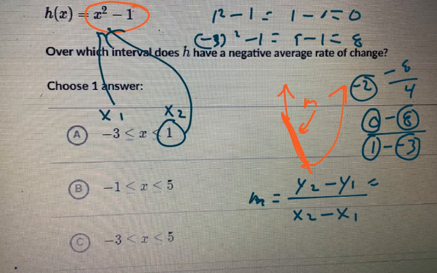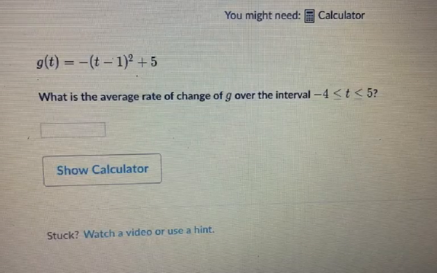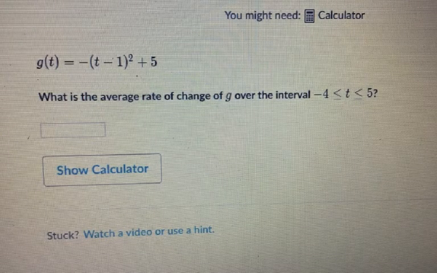So this one, A, actually is my answer. That has a negative rate of change. If I tried these guys, I would most likely come up with positive rate of change for those intervals. Okay? So that's why the answer is A. And of course, you click to check it, and they'll congratulate you. If you miss it, though, check this out.